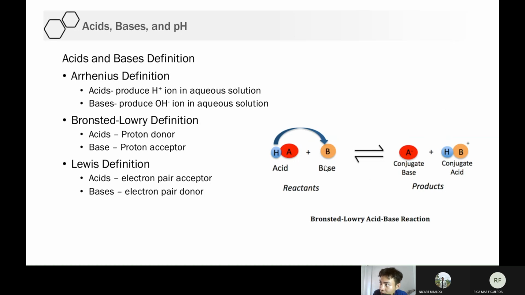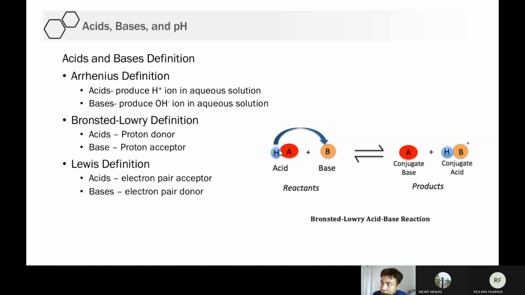Pag nakita nyo sa reaction, nawalan siya ng H, then that means it is an acid. Okay? Kung sino yung mawawala ng H, siya yung acid. And then the bases, those are the proton acceptor. So kumbaga, if you will check the equation, kung sino yung madadagdagan ng H sa dulo, siya yung base. Okay? And then, once the acid donates its hydrogen to the base, it becomes the conjugate base. Okay. So, yun yung tawag.